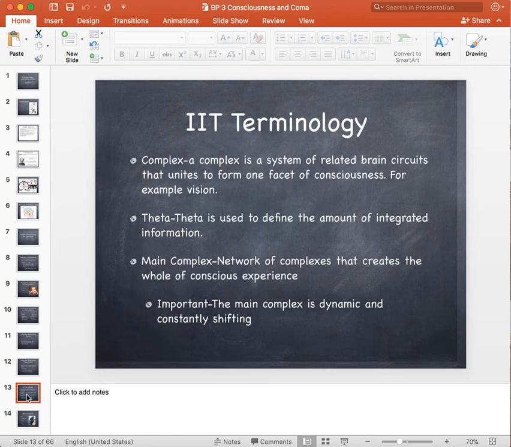These are just the terminologies that you might come across. This is a complex versus a main complex. A complex is a system of related brain circuits, say visual, auditory, proprioception, that form one facet of consciousness. And the main complex is the network of complexes that come together to create the whole conscious experience, and this main complex is dynamic.